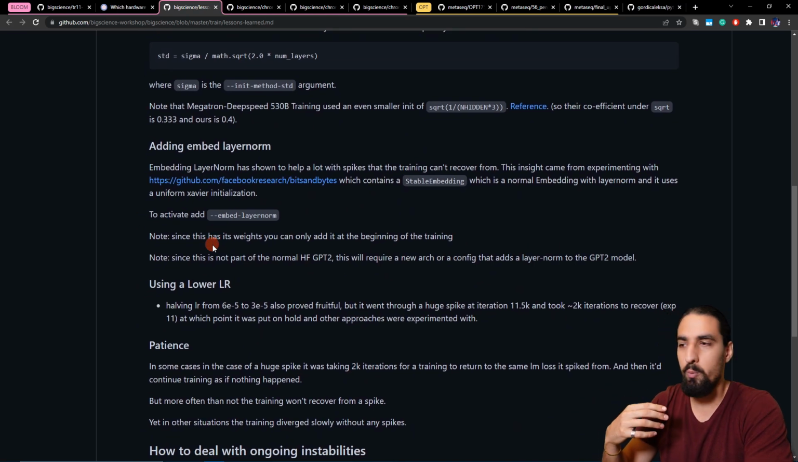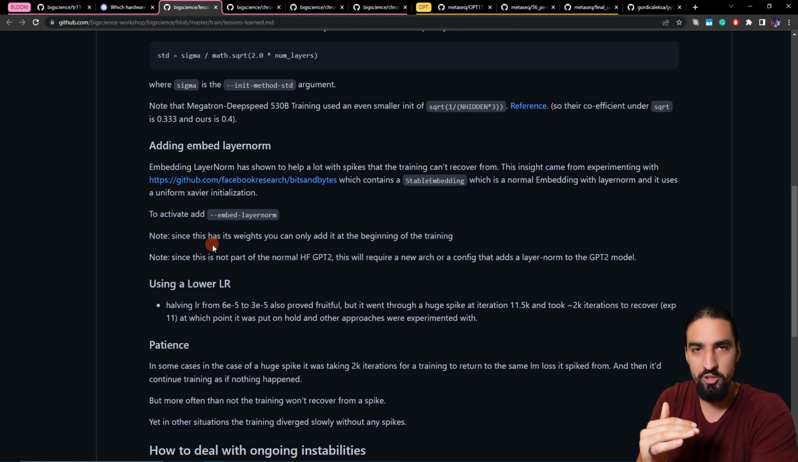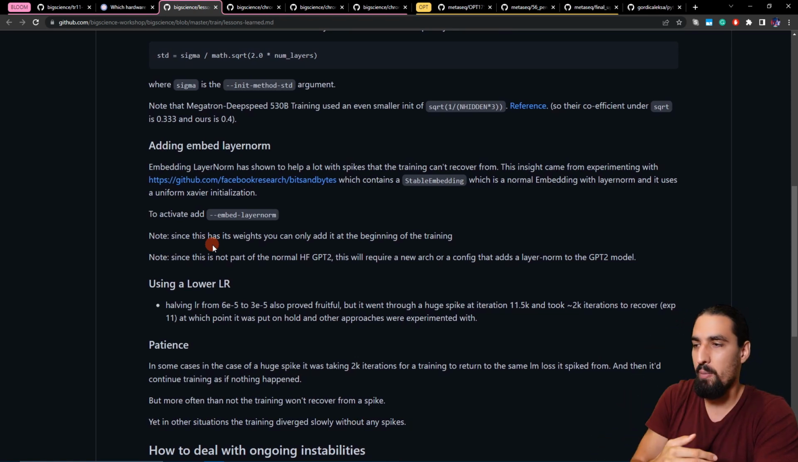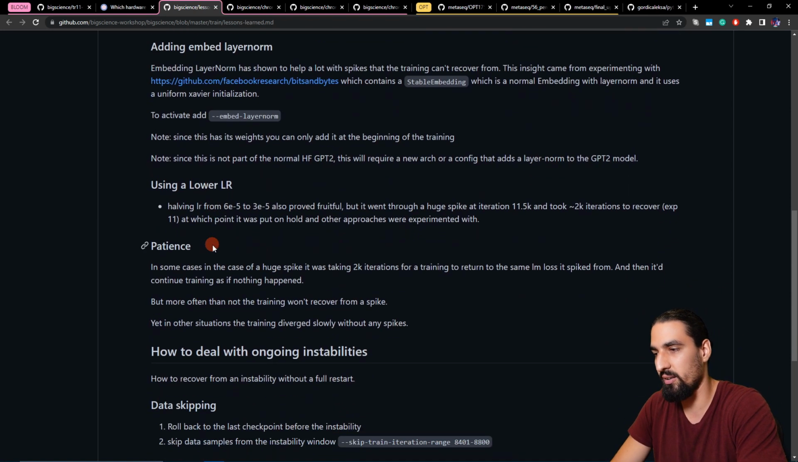Okay, getting back to the lessons learned document here, embedding layer norms. So hopefully we're all aware of this. Basically, the position, whether it's before the residual connection or after, how many of them do you include, etc. All of that matters a lot for the final stability.